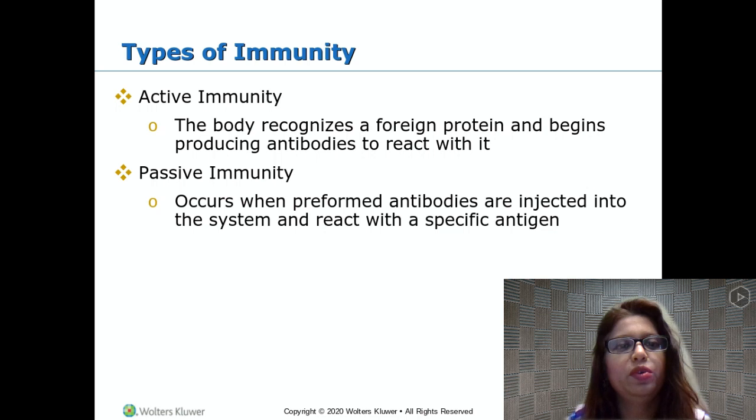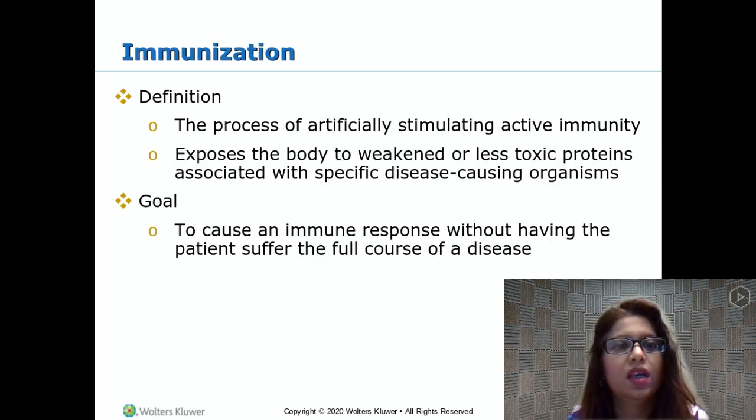What are the different types of immunity? You have active immunity and passive immunity. Active immunity is when the body recognizes a foreign protein and begins producing antibodies to react with it. And passive immunity occurs when the preformed antibodies are injected into the system and react with the specific antigen.